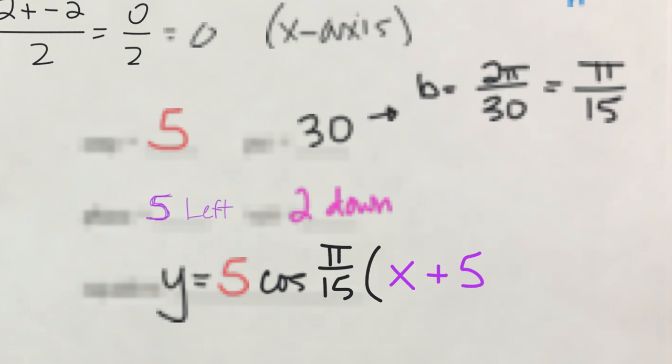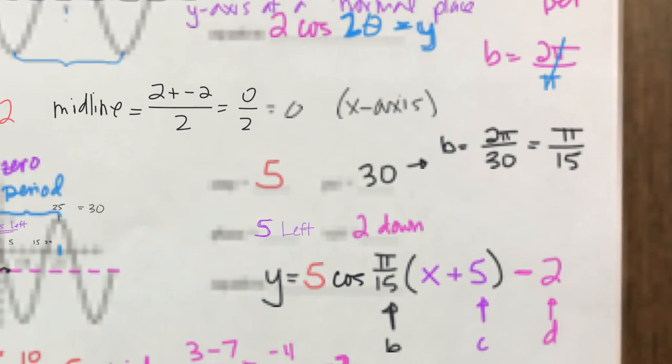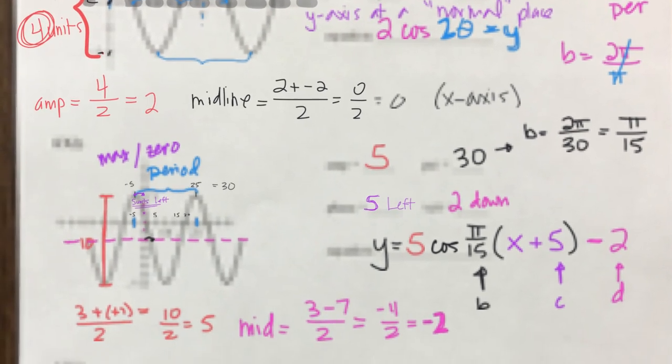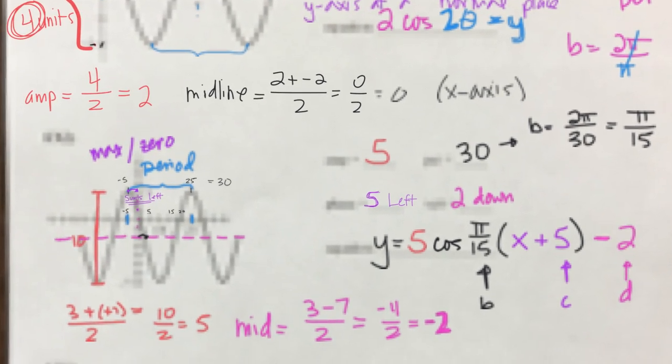X plus 5. Okay, so notice the b value is outside of your parentheses and your phase shift is inside of your parentheses. And then the last thing is your vertical shift, which is down 2, so that becomes a minus 2, the vertical shift. Where is your midline? Okay, so this equation has almost everything, right? And the tricky part is you can write a sine equation for this, or you could write a negative cosine equation.